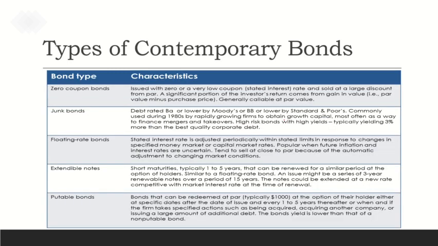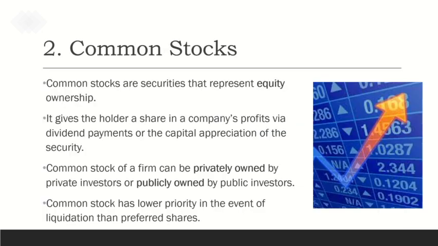So this is the types of contemporary bonds. Maksud contemporary bonds ni yang terkini, apa yang exist sekarang. Kita ada zero coupon bonds, junk bonds, floating rate, extendable, putable bond. Setiap satu tu dia offer dia berbeza-beza. Kemudian jenis long term financing yang kedua adalah common stocks.